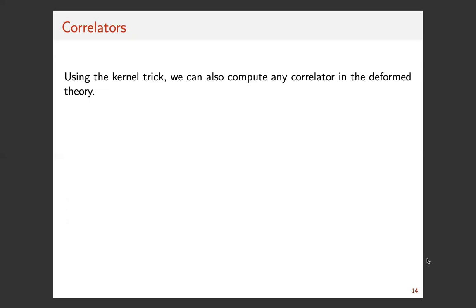Using this kernel K, we can actually compute any correlator as well, because the only thing this deformation does is change the Boltzmann factor. It's just changing e to the minus beta E to e to the minus beta f of E. And if I have a controllable way to translate between the two, then in principle I can solve the entire theory given the original theory.